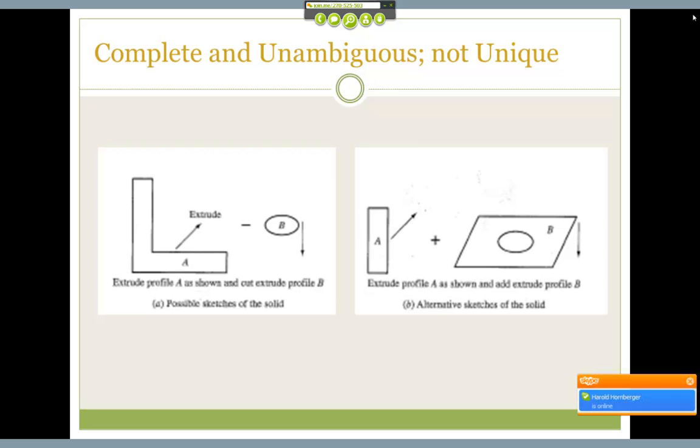Well, we look at it and think that it's unambiguous, but we can also attach to that the notion of uniqueness. Is it a unique solid? So if it's unambiguous, is it a unique solid? No, there's 2 different ways, 4 different ways. There's many different ways of creating this.